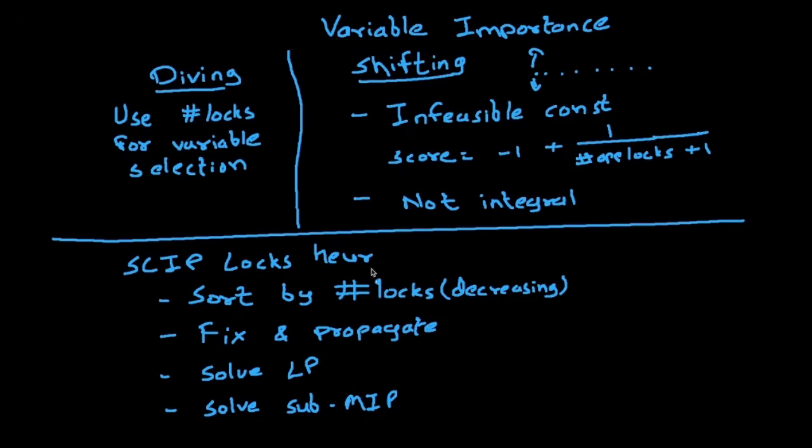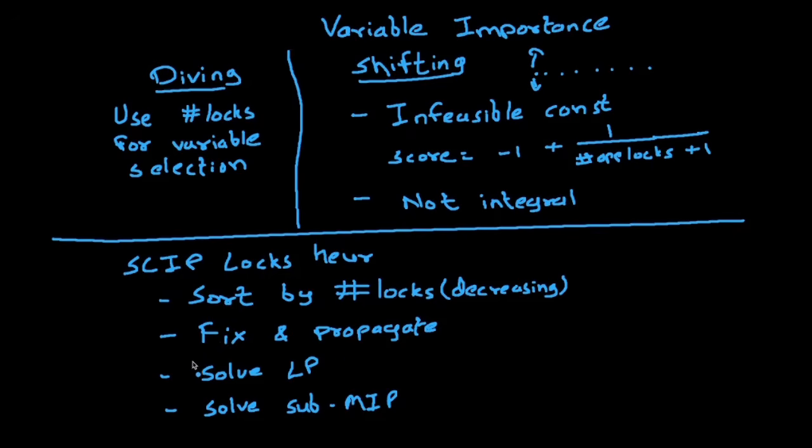Finally, in SCIP, we also have this kind of a locks heuristic. So this is something that is similar to the cliques heuristic that we discussed in one of the previous videos. It is based on this paper by Gerard and others, that is structure driven fix and propagate heuristics. So the idea is that we want to sort the variables based on number of locks in a decreasing fashion. So higher number of locks we want to deal with first. We will fix those variables one by one and then propagate them. There is limited backtracking in this fix and propagate.